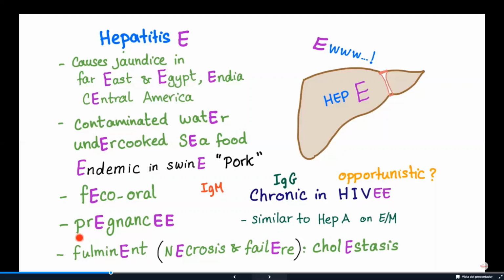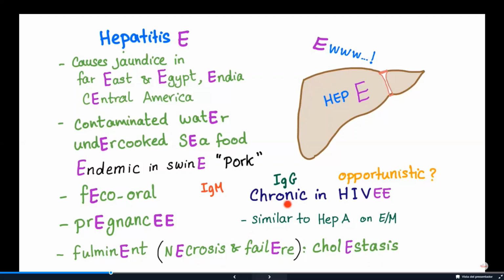Fecal-oral route of transmission. Sometimes it's common in pregnancy. And when it comes to pregnant women, it's fulminant. Fulminant means massive necrosis, which can lead to failure. And there is marked cholestasis in hepatitis E. Mostly it's acute. In these countries, sometimes it's the most common cause of acute viral hepatitis.